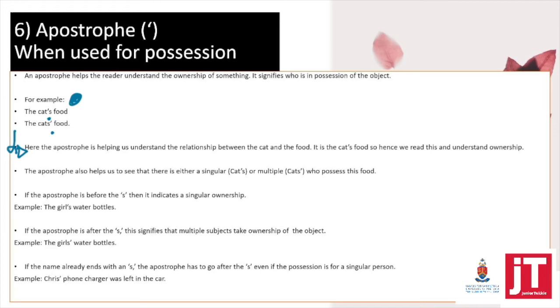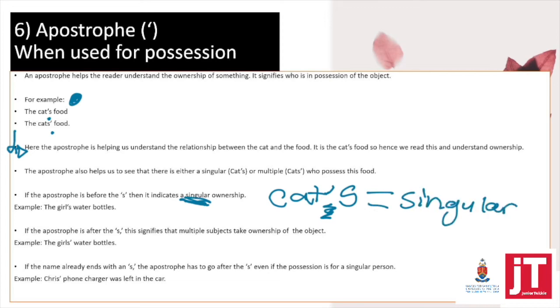If the apostrophe is before the S, then it indicates singular ownership. If you haven't written anything down yet, it's fine, but write this down. Okay? If the apostrophe is found before the S, so it goes like so, there's your apostrophe there. Okay? It equals singular.